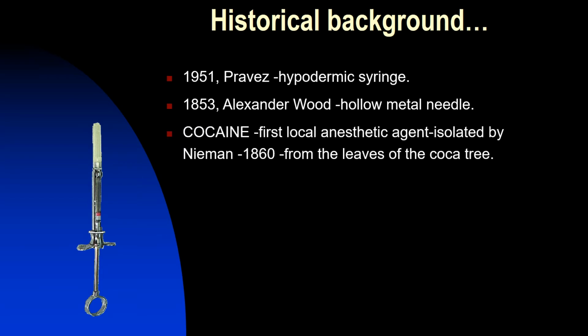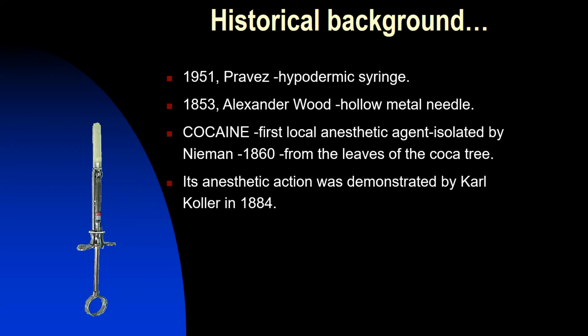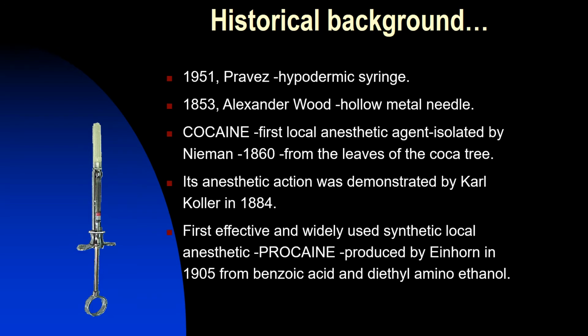In 1851, the hypodermic syringe was found, and in 1850, Alexander Wood's hollow metal syringe. The first cocaine was found as a local anesthetic by Niemann in 1860. Then the clinical demonstration of its action was shown in 1884. The first effective and widely used local anesthetic, procaine, was produced by Einhorn in 1905 from benzoic acid and diethylaminoethanol.